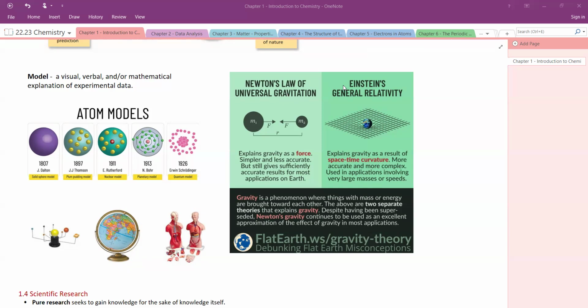Right here, I have a quick law versus theory comparison to go back to. Notice that Newton's law of gravity is an actual mathematical equation with variables. And in the theory, Einstein's general relativity is the theory that explains why gravity happens. And notice this is in English. It says space-time curvature causes attractions, right? So we have a law and a theory just for gravity, and they are different.